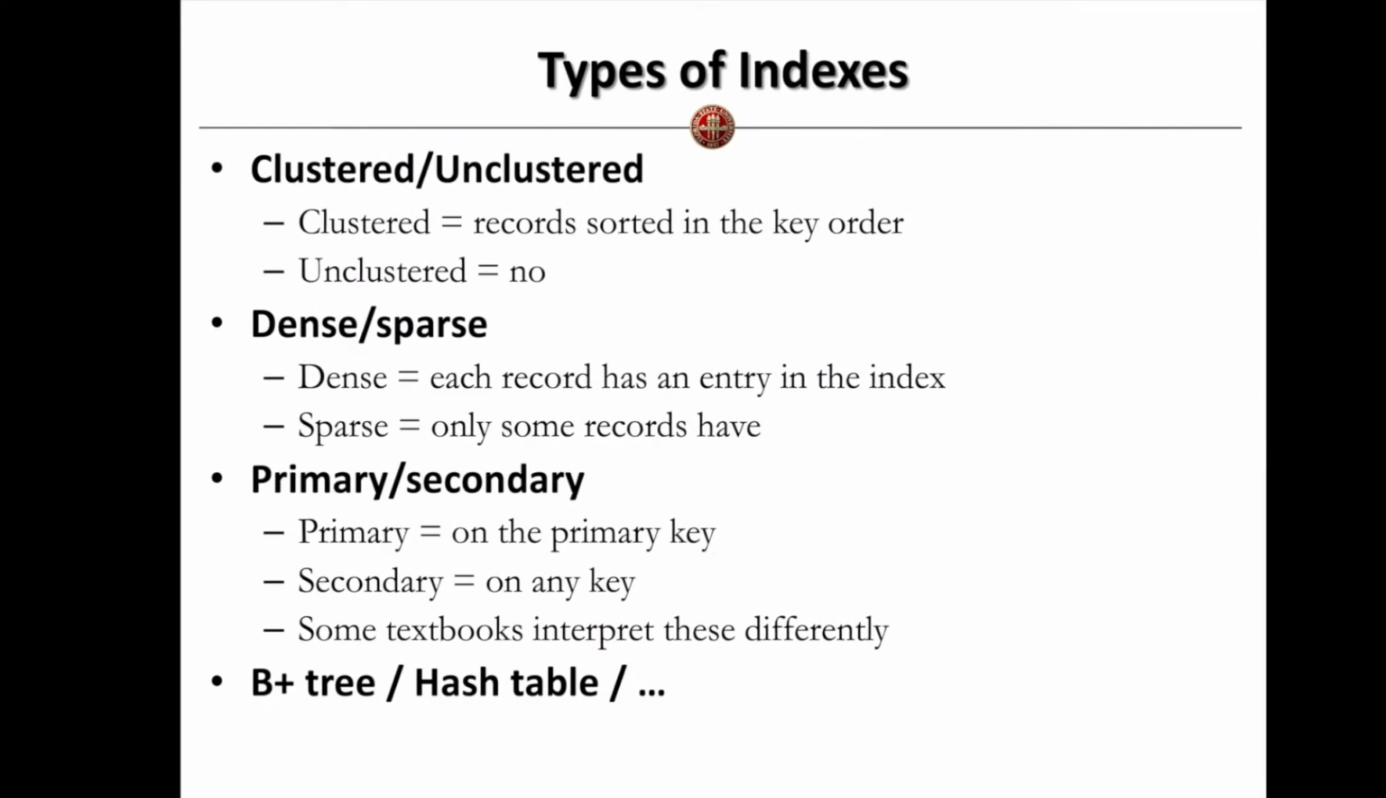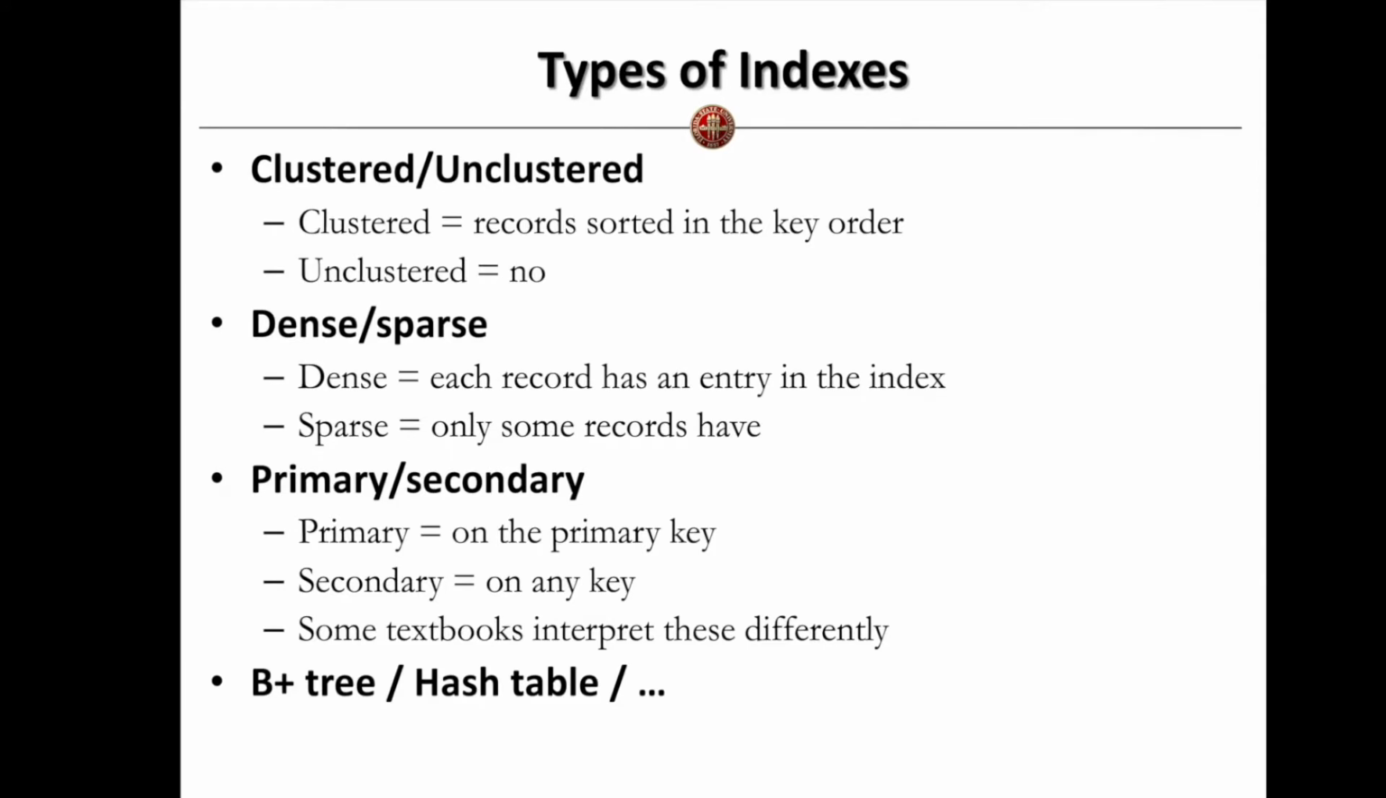Another type of categorization of the index depends on the density of the index. It can be either a dense or a sparse index. Dense means each record has an entry in the index table. Sparse means only some records have an entry in the index table. We'll provide you with some examples later. So these are dense tables versus sparse index tables. We can also have primary and secondary indexes. Primary is for the primary search key. Secondary is on the secondary search keys.